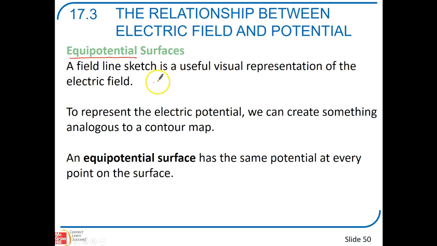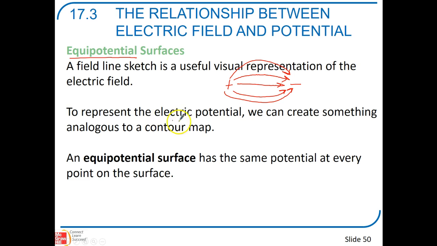So if I draw a field line sketch, remember if we had a positive and a negative charge, we always go away from the positive and towards the negative, and we can draw those field lines based on the forces and the magnitude of the forces and where they go. So there's our little field line sketch. That's pretty easy to do.